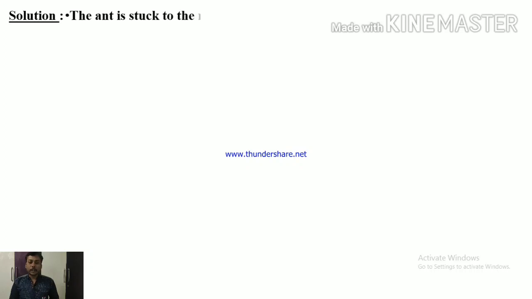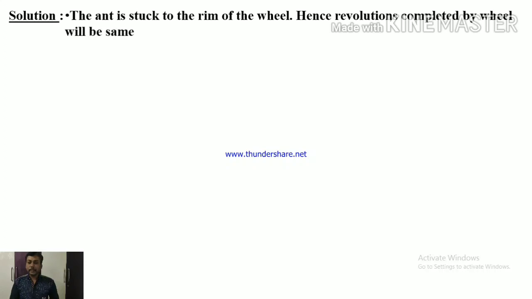Solution: the ant is stuck to the rim of the wheel, hence the revolutions completed by the wheel will be the same as those completed by the ant. In this example an ant, an insect, is stuck to the bicycle wheel. If it is stuck to the bicycle wheel, then as many revolutions as the bicycle wheel completes, the ant will also complete the same number. So here we can write: the ant is stuck to the rim of the wheel, hence revolutions completed by the wheel will be the same as that completed by the ant.